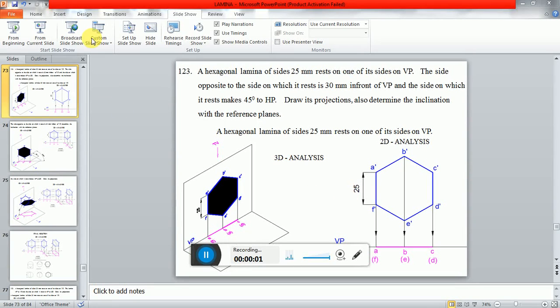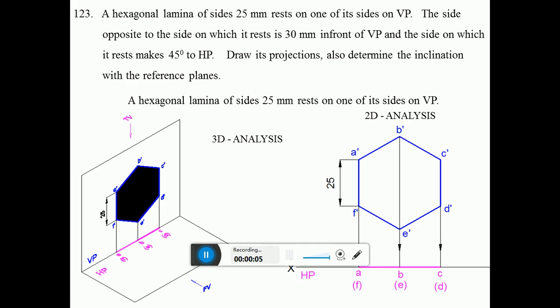Now we'll go to the next problem. A hexagonal lamina of sides 25 mm is placed on one of its sides on VP. The side opposite the side on which it rests is 30 mm in front of VP, and the side on which it rests makes 45 degrees to HP. Draw its projections. Also determine the inclination with reference planes.